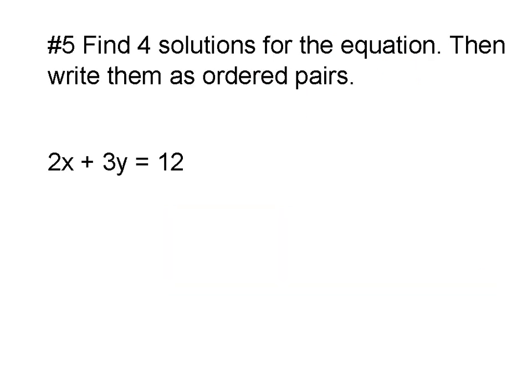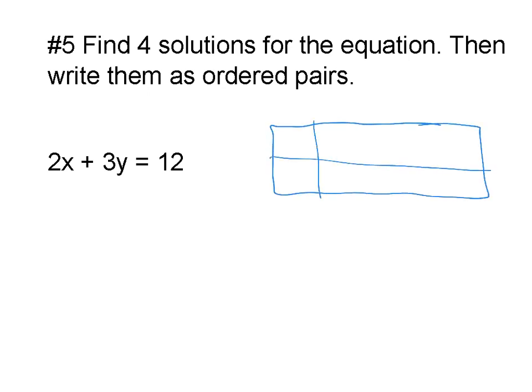Okay, for number 5 then, they want you to find 4 solutions for this equation, then write them as ordered pairs. Remember how we did this the other day? We made an XY table with spots for 4 solutions, and you can choose your X's, make it easier on yourself. Why not go easy like that, right? And then just put that in for the X and solve for the Y.